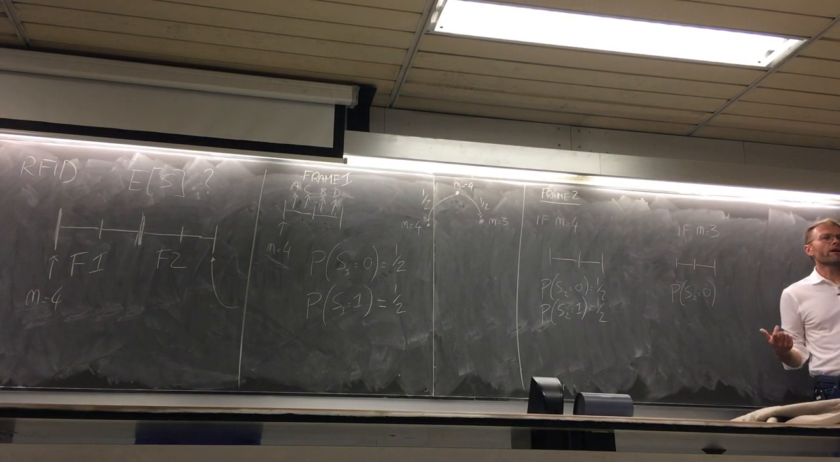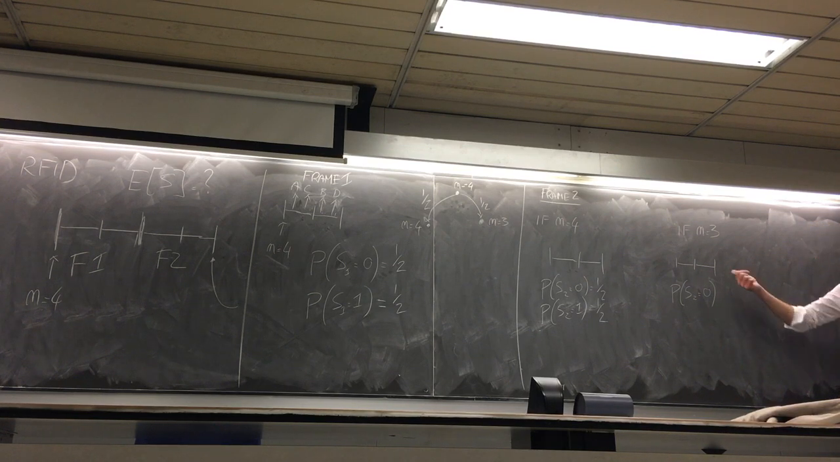In how many possible ways can they collide such that at the end of the second frame nothing is solved? In just one possible way, right? So the 3 tags all need to choose the same slot. What is the probability? It is 1/2 to the power of 3, all the tags choose one slot, times 2, because I have 2 slots.